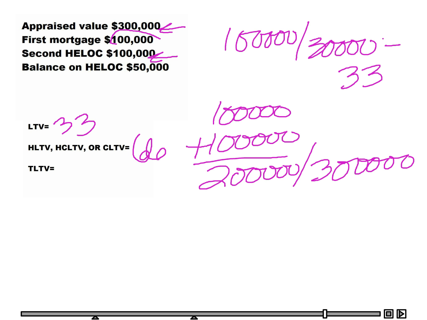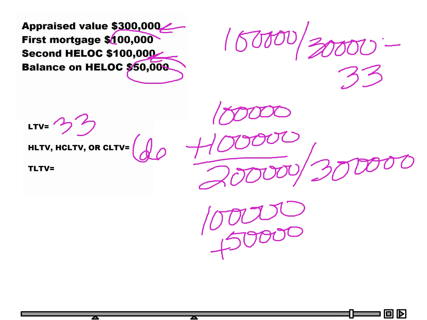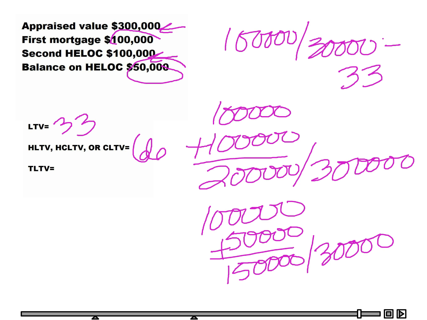And the final problem we're going to do is the total loan-to-value. The total loan-to-value uses the balance on the line of credit as the second mortgage amount rather than the actual high credit amount, which we use for calculating the loan-to-value ratio. In this example, the balance is $50,000. So in order to do that calculation, you're going to take your first mortgage amount, which is still $100,000, add to that the disbursed amount on the HELOC, which is $50,000, which gives us a total of $150,000. Then divide that by your appraised value, which in this instance gives you a TLTV of 50%.